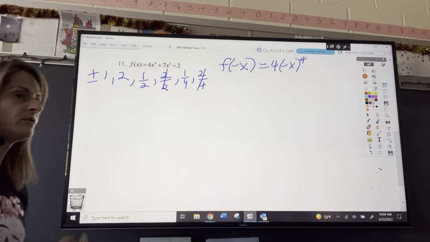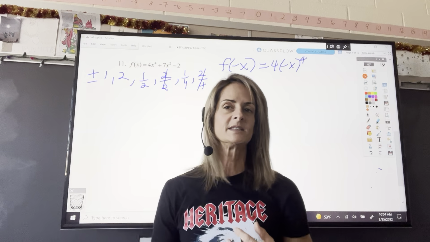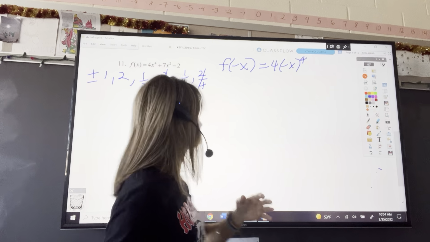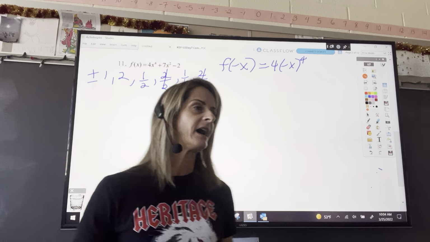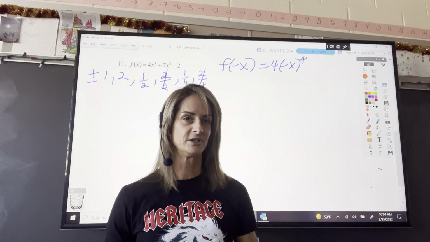Now, we're only doing real zeros, but if we only have one positive and one negative, and we have a degree of 4, that means we're going to have 2 imaginary zeros.